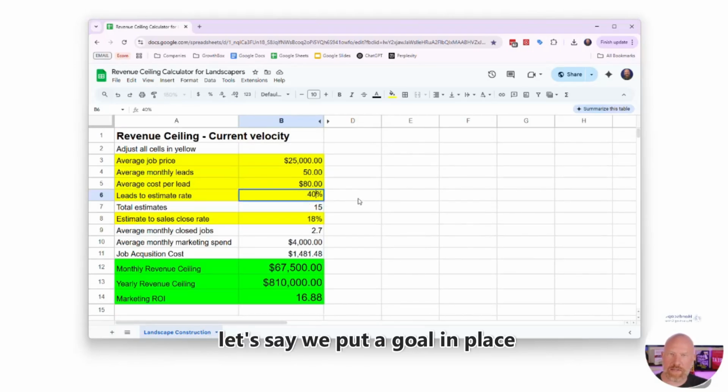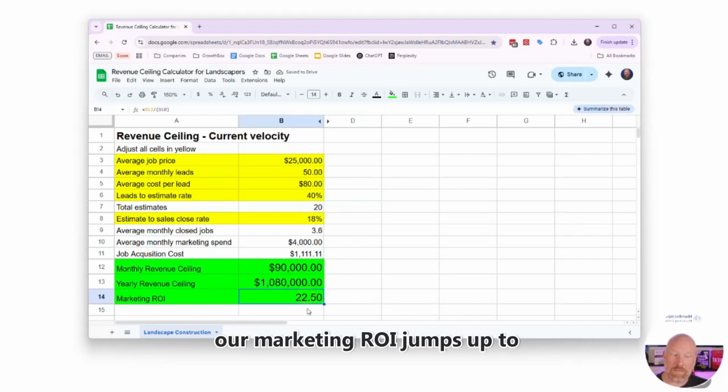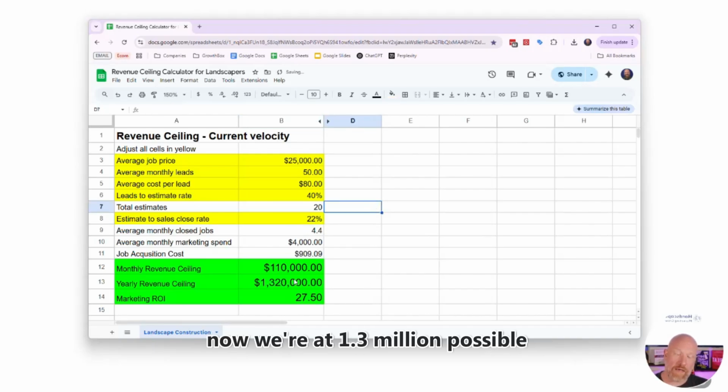All right, let's say we put a goal in place over the quarter to improve this to 40%. Now we're doing $1,080,000. Our marketing ROI jumps up to 22 because we're being more efficient with the leads that we currently have, turning more of those into estimates. Our estimate to close rate didn't change at all, but let's go ahead and change it to 22. All right, now we're at 1.3 million possible revenue.